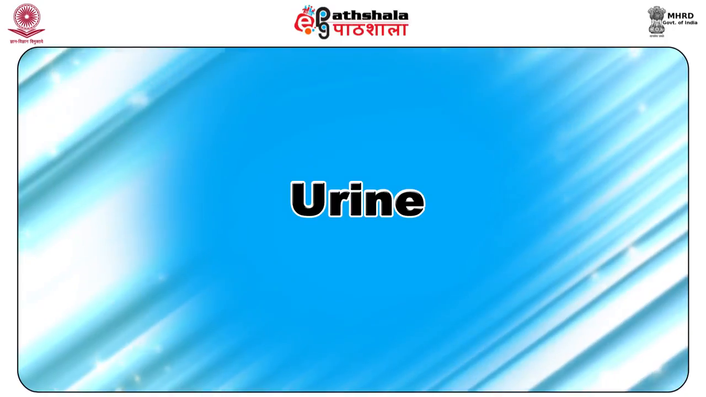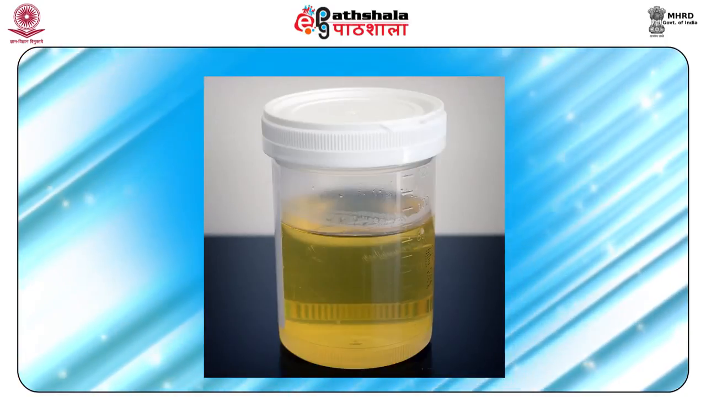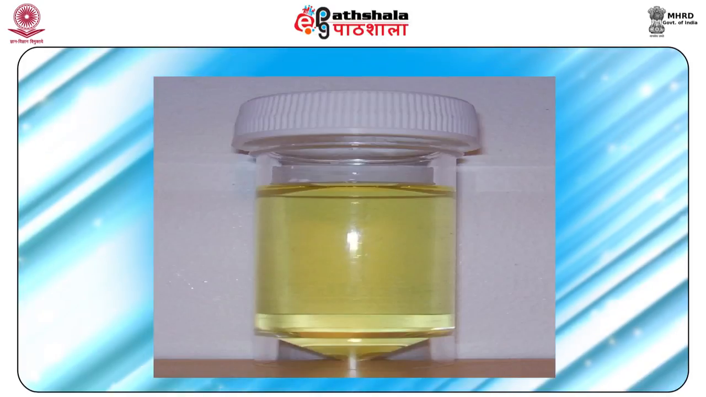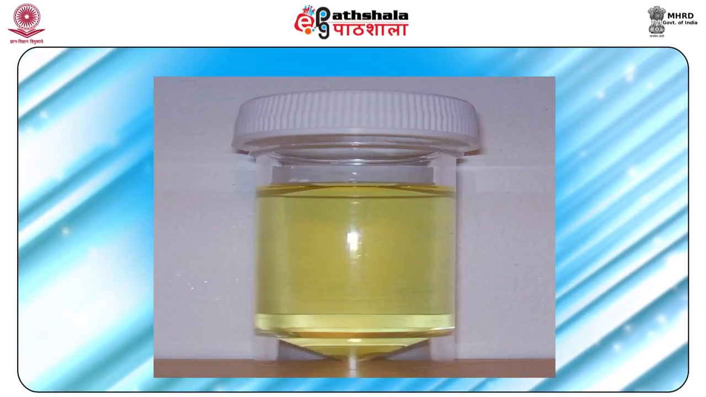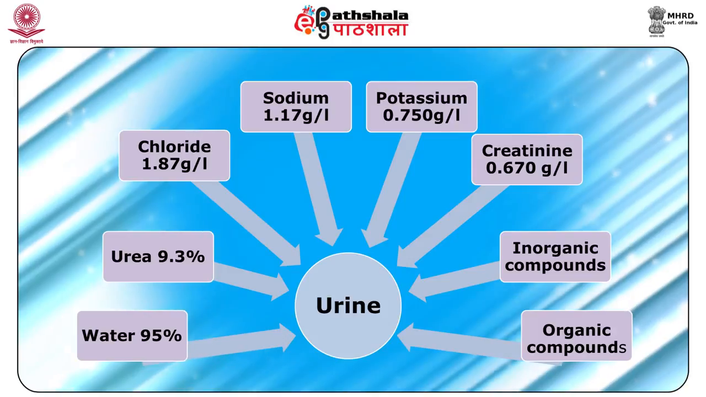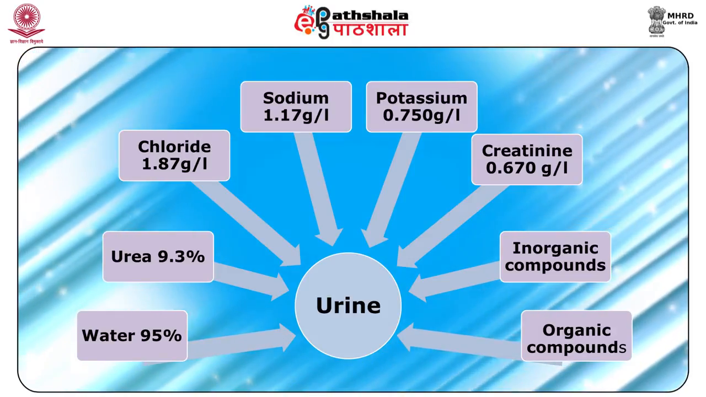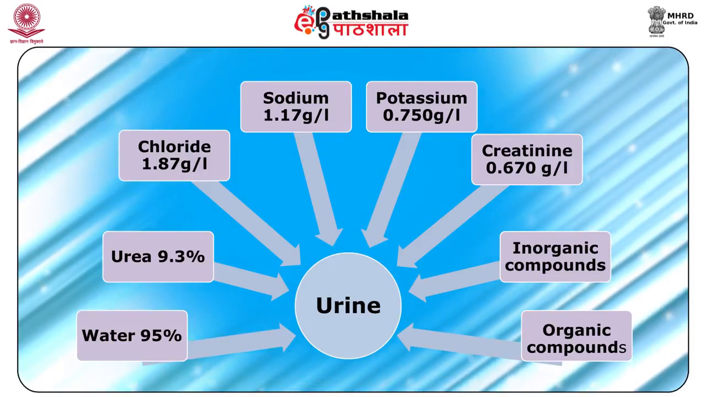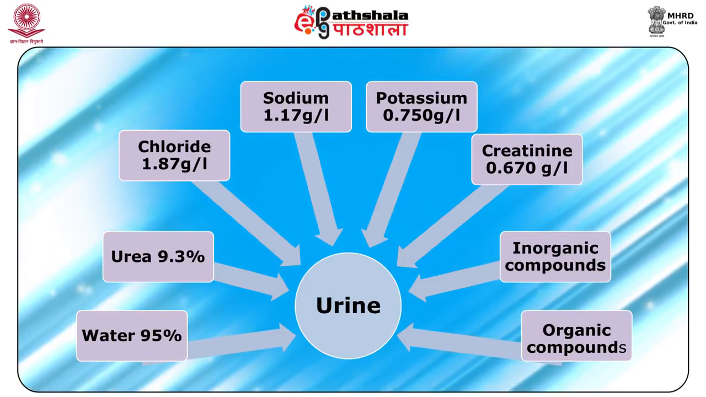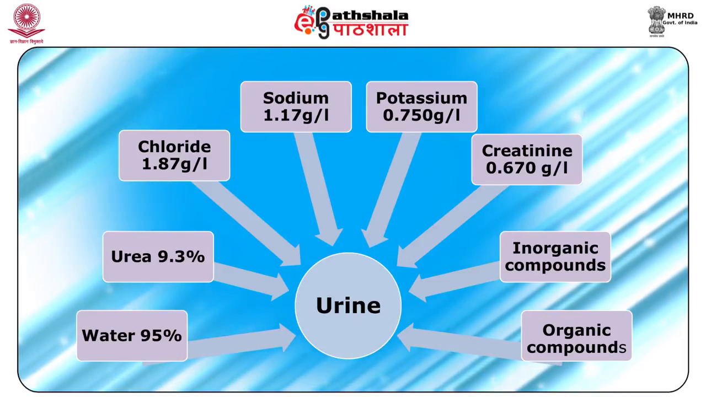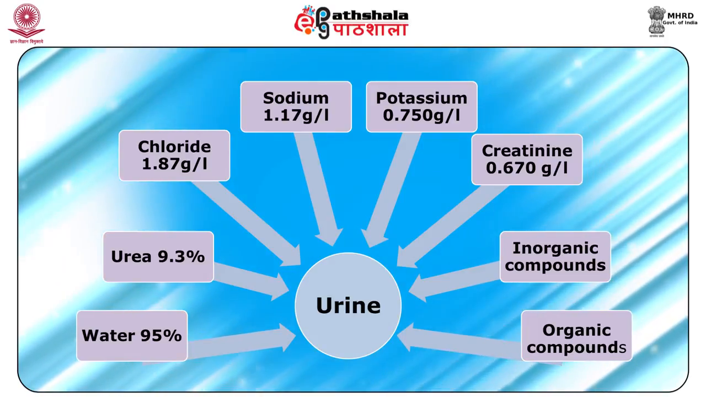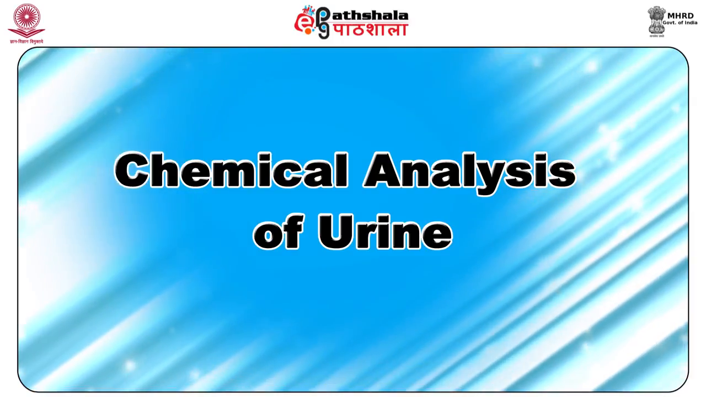Next, we will learn about urine. Urine is occasionally encountered in forensic cases, often in the form of dried stains. Urine is liquid human waste containing water, salts, and a variety of small molecules. Urine is an aqueous solution with 95% water, urea 9.3 gram per liter, chloride 1.87 gram per liter, sodium 1.17 gram per liter, potassium 0.750 gram per liter, creatinine 0.67 gram per liter, and other dissolved ions, inorganic and organic compounds.